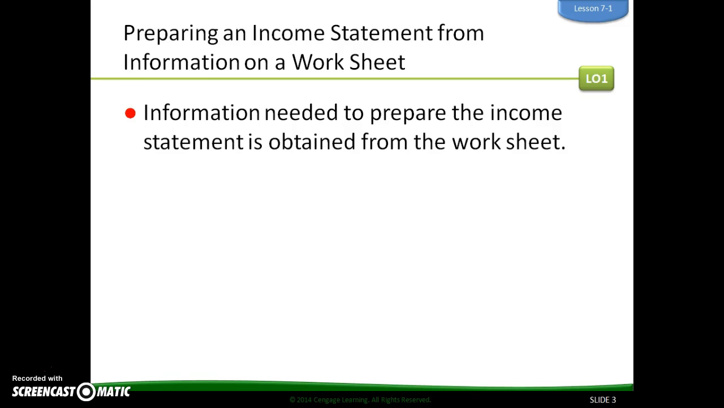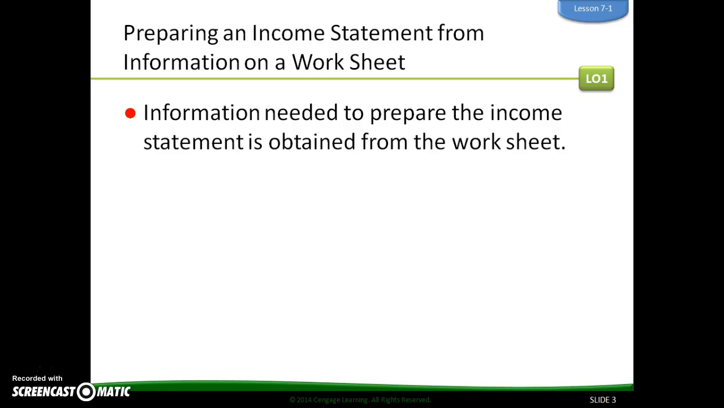We want to make sure that we're remembering that the income statement is reporting information for a specific period of time. Whenever we're looking at an income statement, we always want to check the information up at the top of the income statement, the who, the what, the when, to make sure that we're paying attention to the fact that this is a time-based situation.